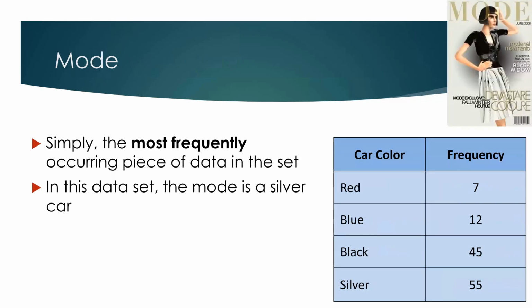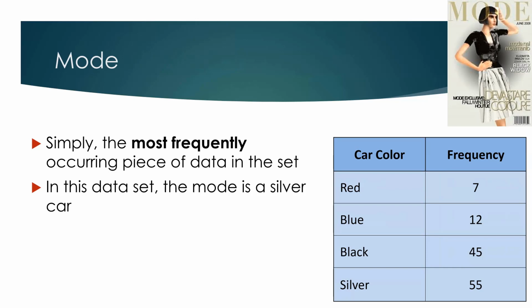Now, the last one is called the mode, and this is simply the most frequently occurring piece of data. So when you think mode, think most. Now, usually the way this is represented is if you see a list of pieces of data, such as car colors, and I want to know how many times does that color appear in the data set, right? Out of all the cars that I have, I've got red, blue, black, and silver cars. How many are red, how many blue, how many black, how many silver? Now, the one that is the highest is the mode. So obviously that is going to be the silver car here because there are 55 cars, greater than the rest of them, that are silver.